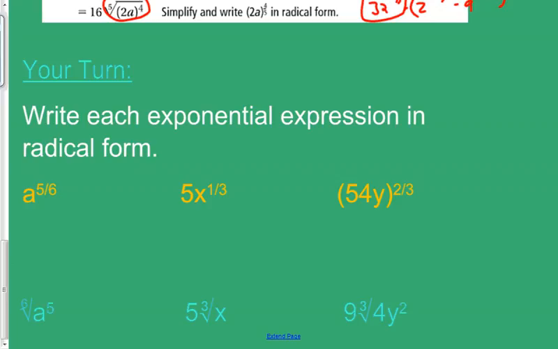The sixth root of a to the fifth power. Second one would be 5 times x times the cube root of x. And then the last one, you'd have to distribute to both of these.